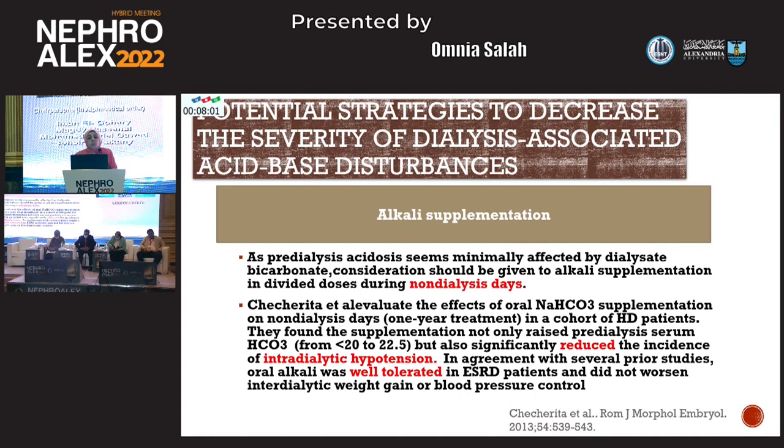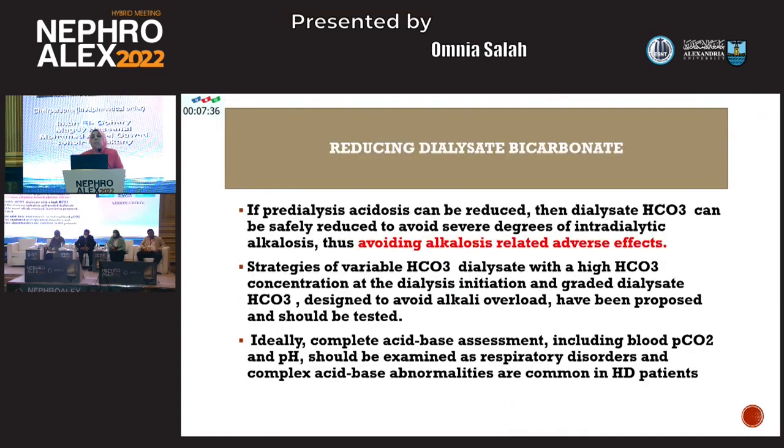We have to put in place strategies to decrease the severity of dialysis-associated acid-base disorders. They suggest giving alkali on non-dialysis days, because they found pre-dialysis acidosis to be minimally affected by the dialysate bicarb. So give alkali, sodium bicarb, on non-dialysis days to reduce the incidence of intradialytic hypotension, and they see that it is well tolerated in end-stage renal disease patients. The second strategy is to reduce the dialysate bicarb. If pre-dialysis acidosis can be reduced, dialysate bicarb can be safely reduced to avoid this overshooting alkalosis. The best way, they see, is to have higher bicarb at the beginning of the session and decrease the bicarb concentrate towards the end.